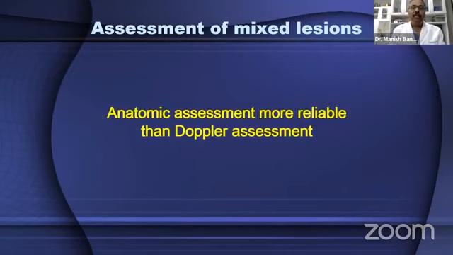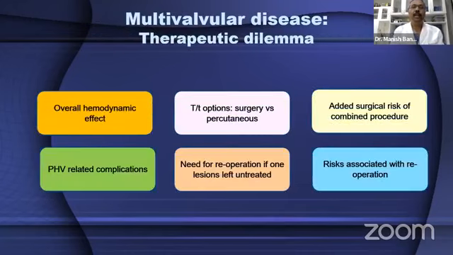There's one basic principle in the assessment of multivalve disease by echo, and that is anatomic assessment is more reliable than Doppler assessment. So whenever we have doubt, we need to rely more on anatomic parameters than on the Doppler parameters. Now, similarly, we have a therapeutic dilemma also, again, because of a number of reasons.